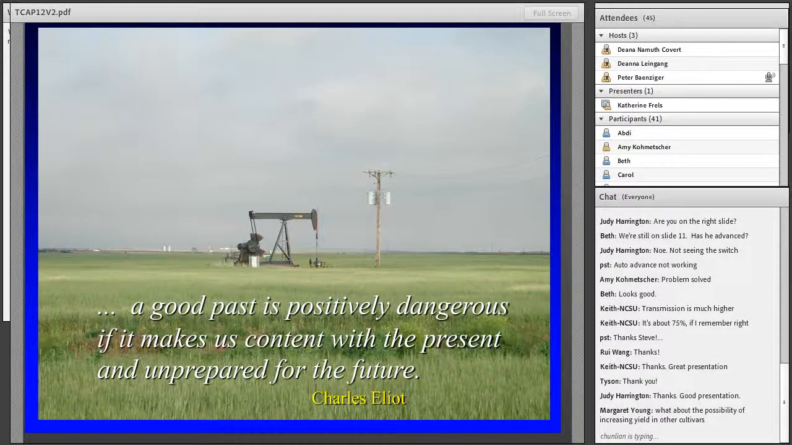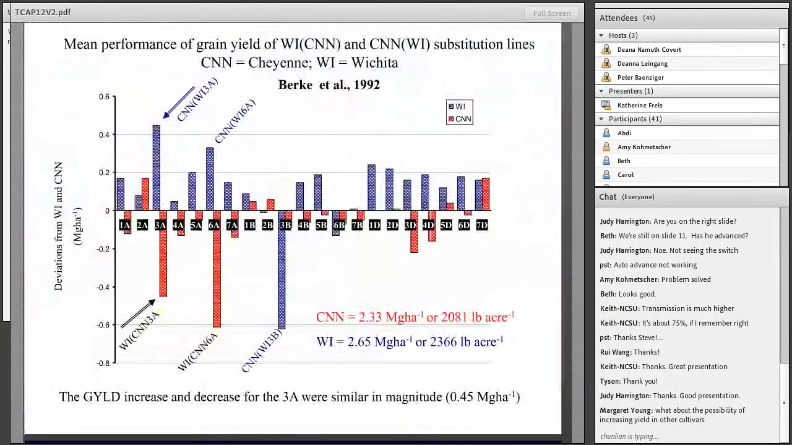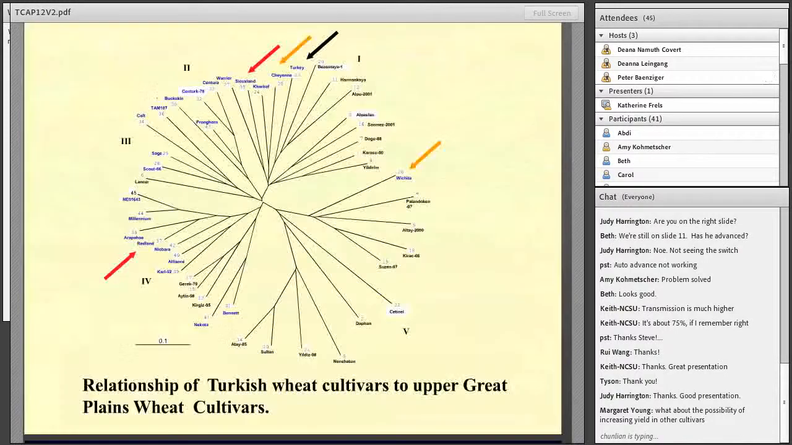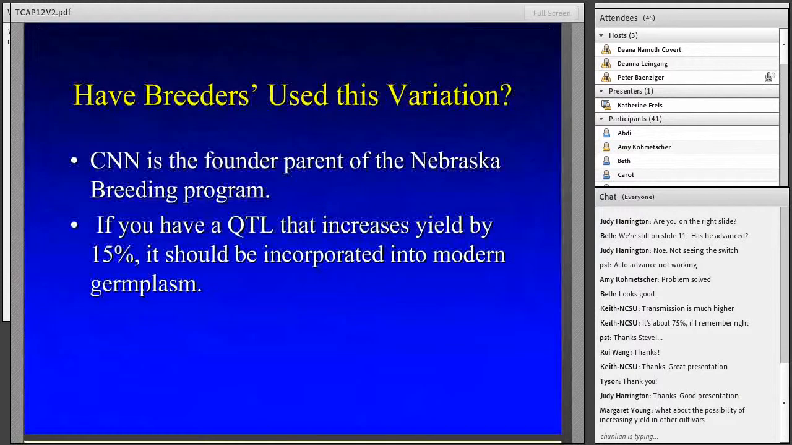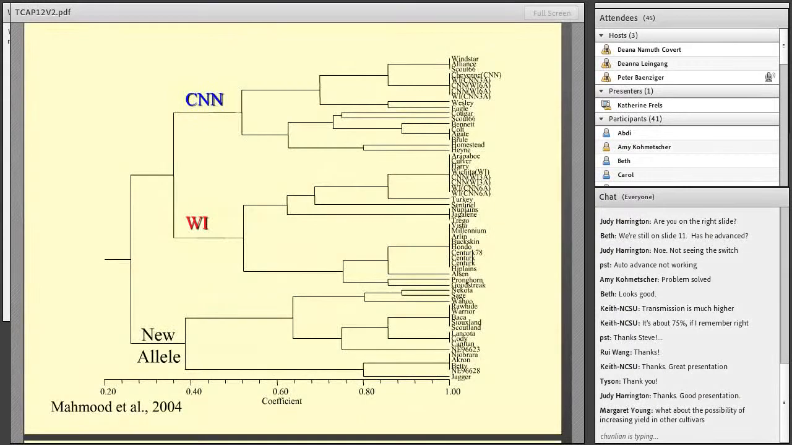Okay, Young, what about the possibility of increasing yield in other cultivars? Okay, Margaret, the question that you're looking at, and I could show you that slide. This is the slide that gets right at that point, because first of all, here's the Wichita allele, and I meant to show you that, let's see, where's Turkey? I hope I got it here. Yeah, it's right here. So you can see the Wichita allele probably came from Turkey.